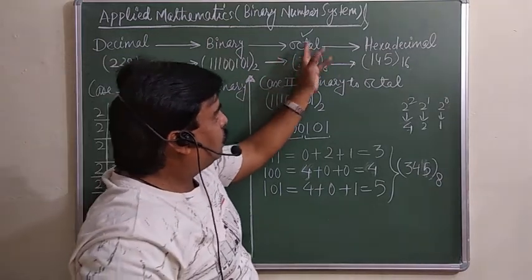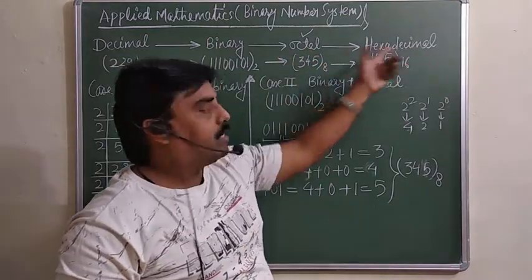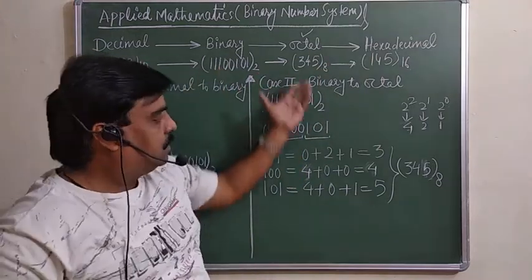Now we will change octal to hexadecimal, and after that we will discuss how you can add the binary numbers. Have a look.